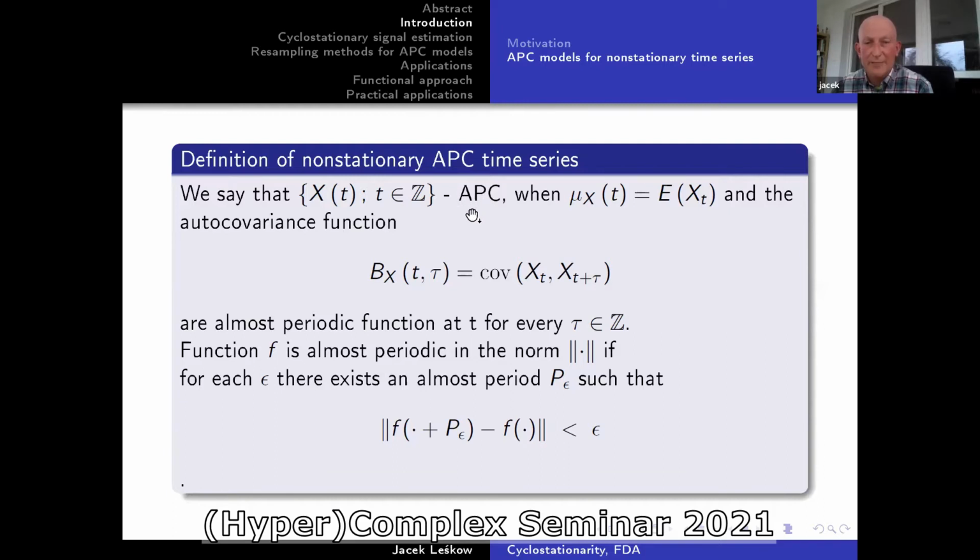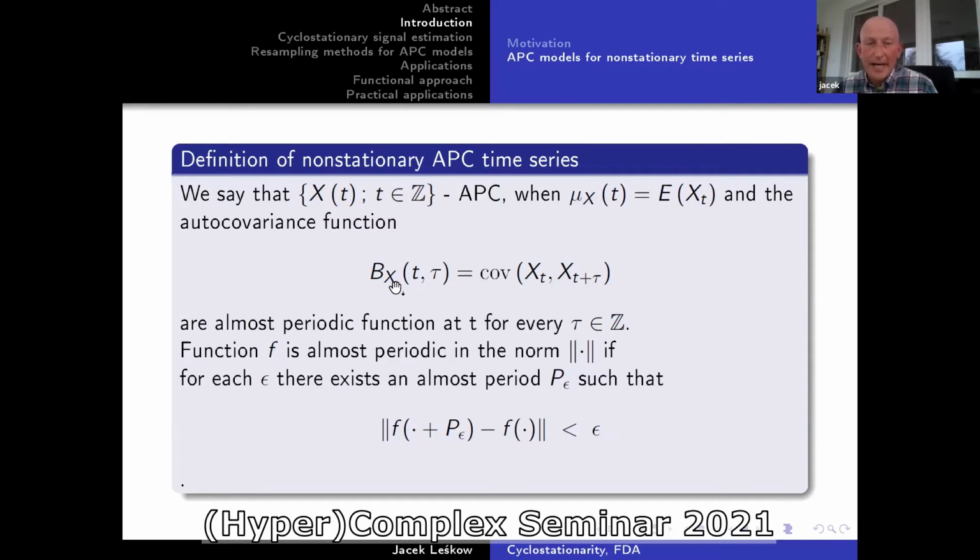We'll be calling such time series almost periodically correlated, APC for short, when the mean, the expected value of x_t, and the autocovariance function are almost periodic. Well, there are many senses of almost periodicity for real valued functions, and we are going to start with the most simple, that is the Besicovitch almost periodicity, which means every almost periodic function on the line can be approximated in the sub-norm by a trigonometric series. That's the most convenient startup, but of course, you can have a more general concept of almost periodicity.